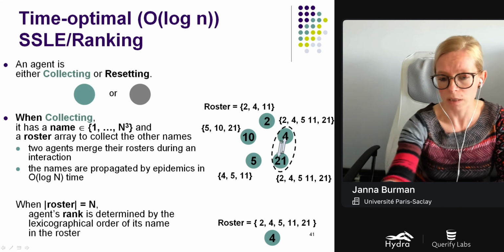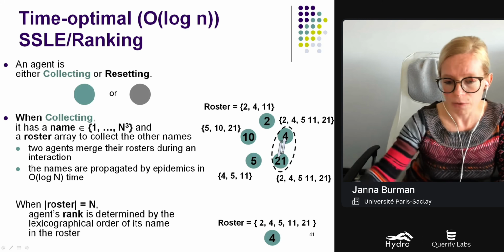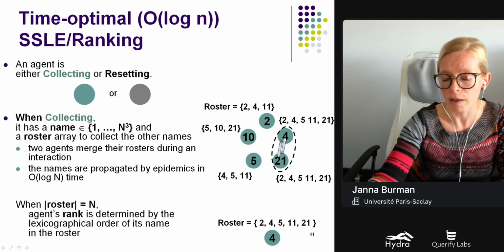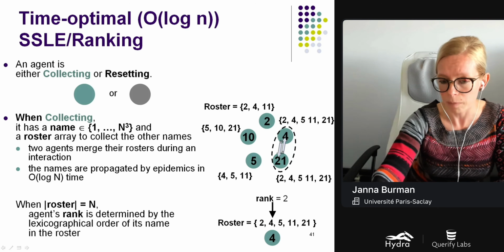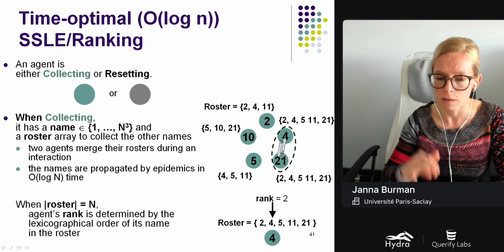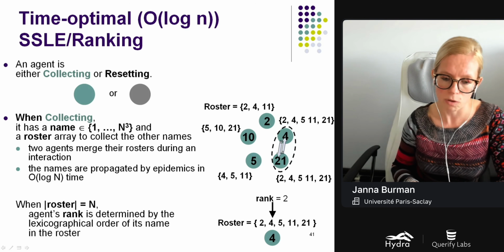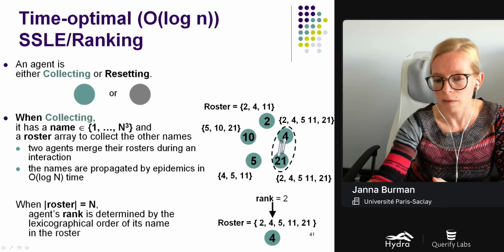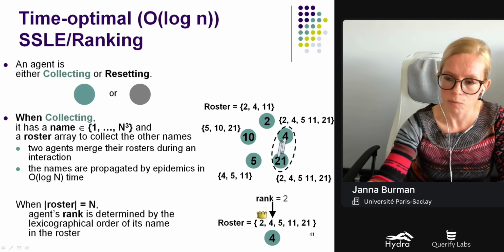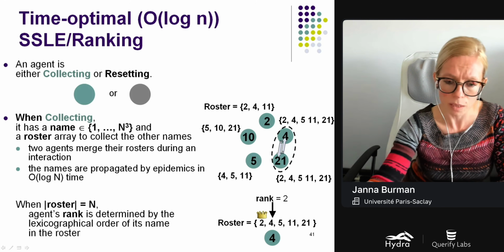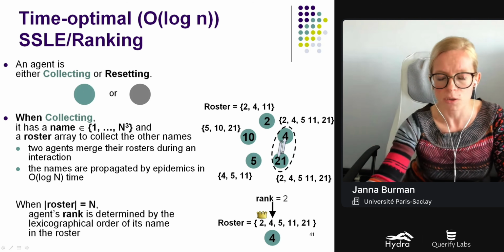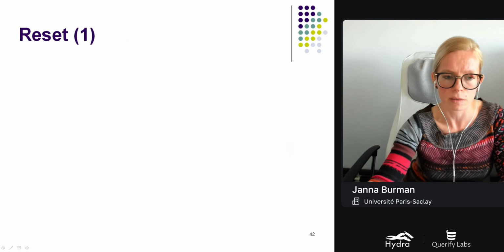It orders the roster in lexicographical order, and for example, this agent 4 here knows that its rank is 2, because its name is the second in the lexicographical order in the roster, and it knows also that for the moment it estimates that the leader is the agent with the name 2. We say that the first rank will be given to a leader. So this is what happens more or less during a collecting state.